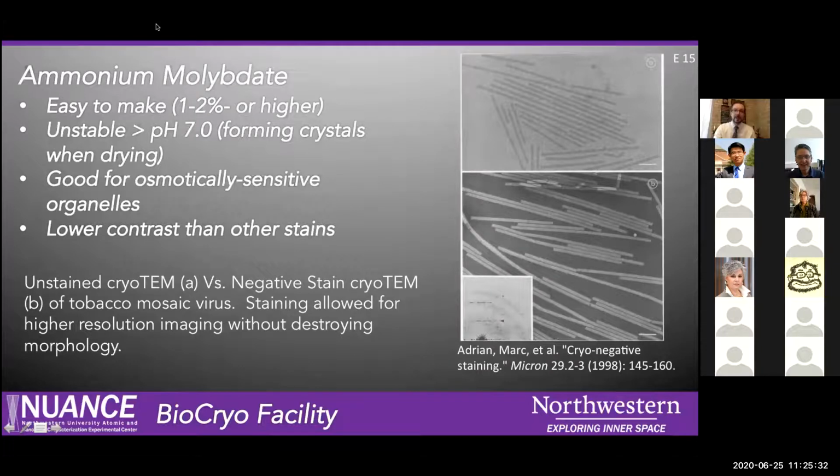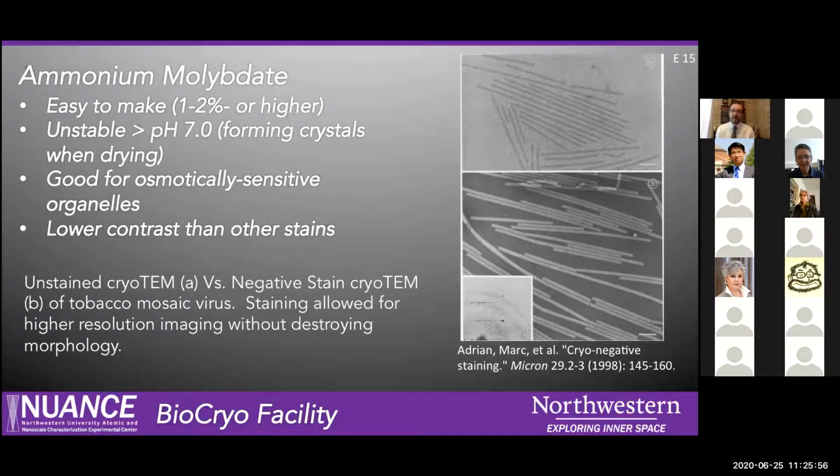All right, so ammonium molybdate is another stain that's very interesting because it's a bit more osmotically sensitive for samples. So you can kind of play around with it a bit more with biological materials. Again, this one's really easy to make. You just mix it up. You just want to be careful when drying. You can form some crystals, but it has a generally pretty low background.